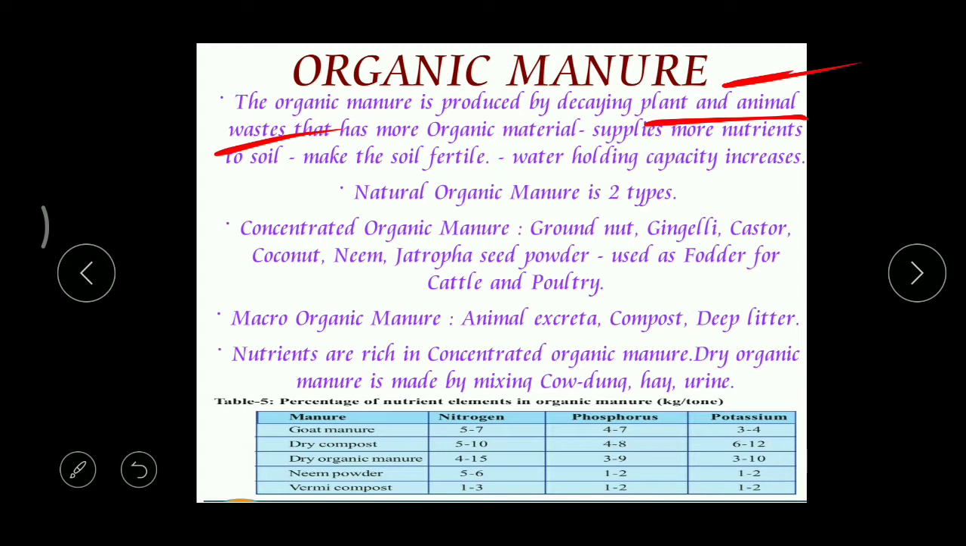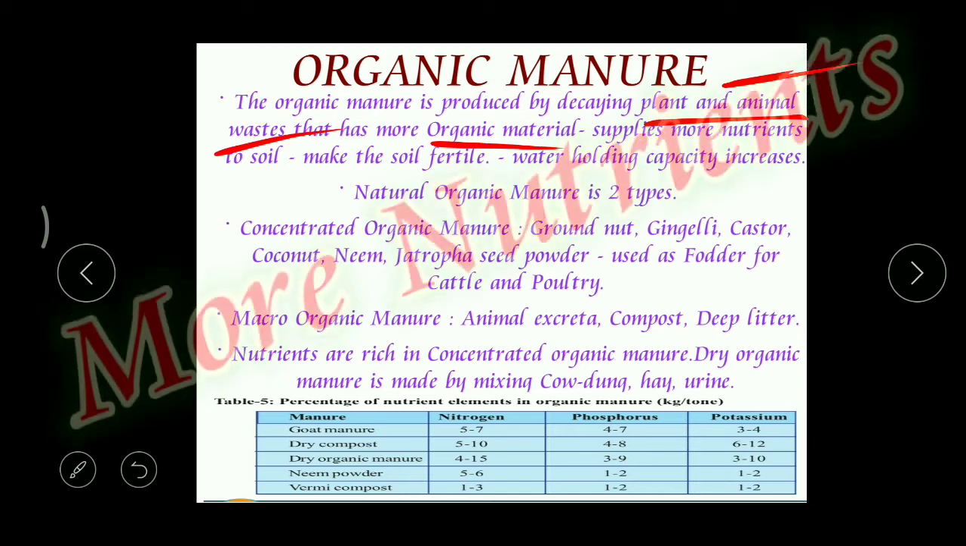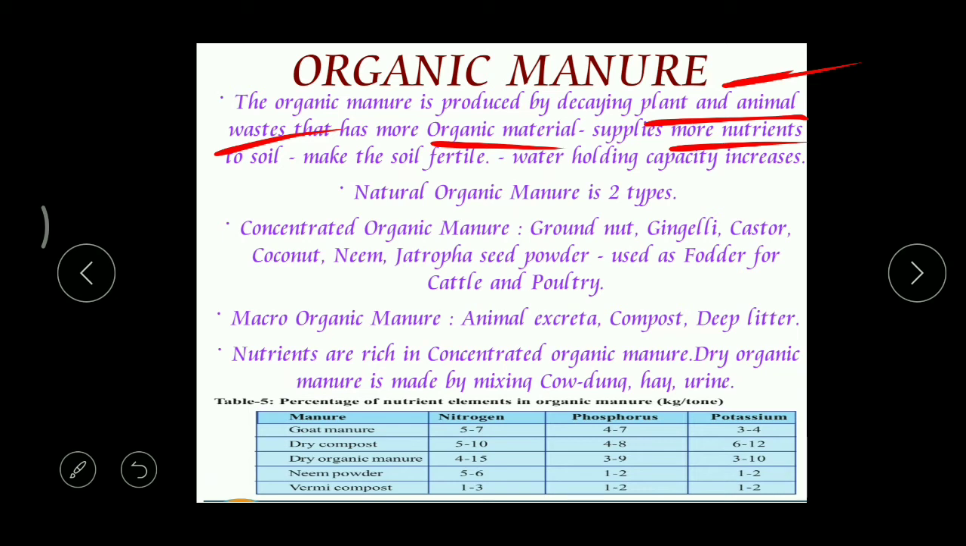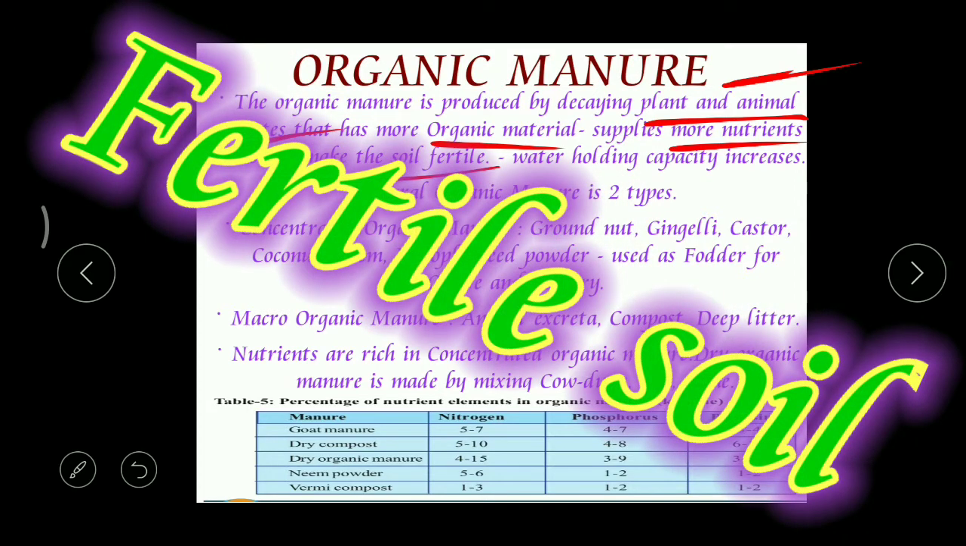So by using these two materials and decomposing them, we can get what? We can get organic material. And what is the use of this organic material? By this organic material, we can supply more nutrients to the soil. That means whatever nutrients the soil needs, like nitrogen, phosphorus, potassium, calcium, magnesium, sodium, all these nutrients can be supplied in more quantities. And what's the next one? Make the soil fertile.